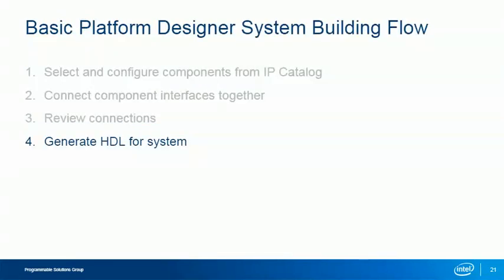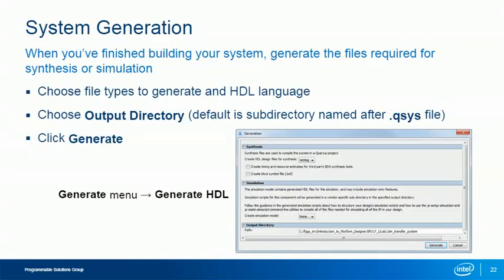The final step is to generate the HDL code for the system. Once you've finished your system design, you need to generate the HDL code that describes the system's components, interface connections, and interconnect. To do this, select Generate HDL from the Generate menu.